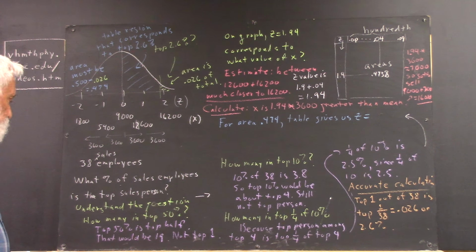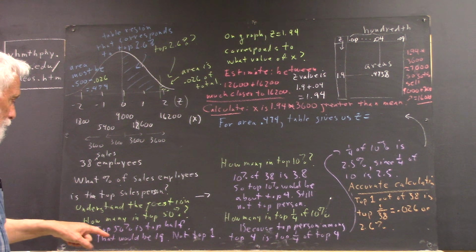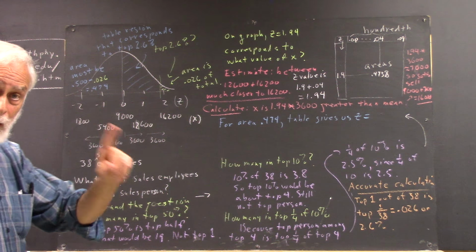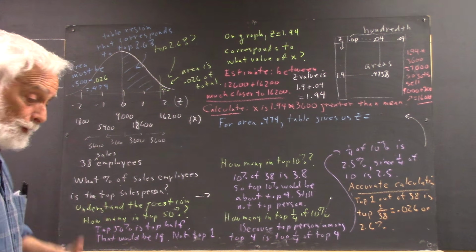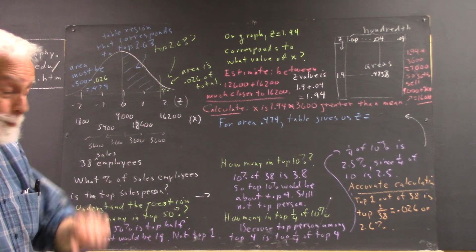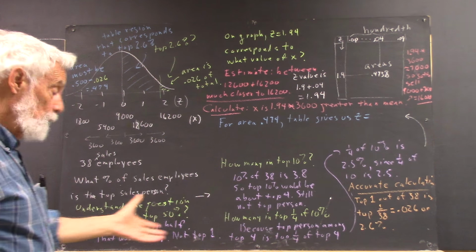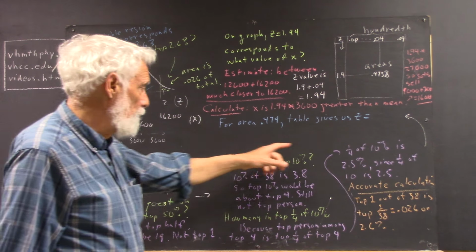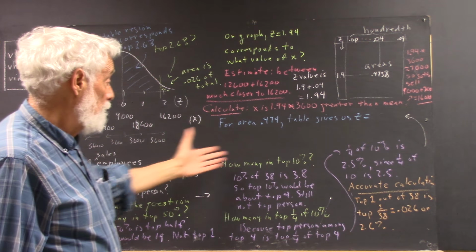Okay. So, well, anyhow, the top 50% is the top half, that would be 19. That's not the top person, is it? Top 50% would be 19 people, not just one person. Okay, well, what percent would be the top one person? Well, let's narrow it down a little bit. Let's go to the top 10%. How many in the top 10%?